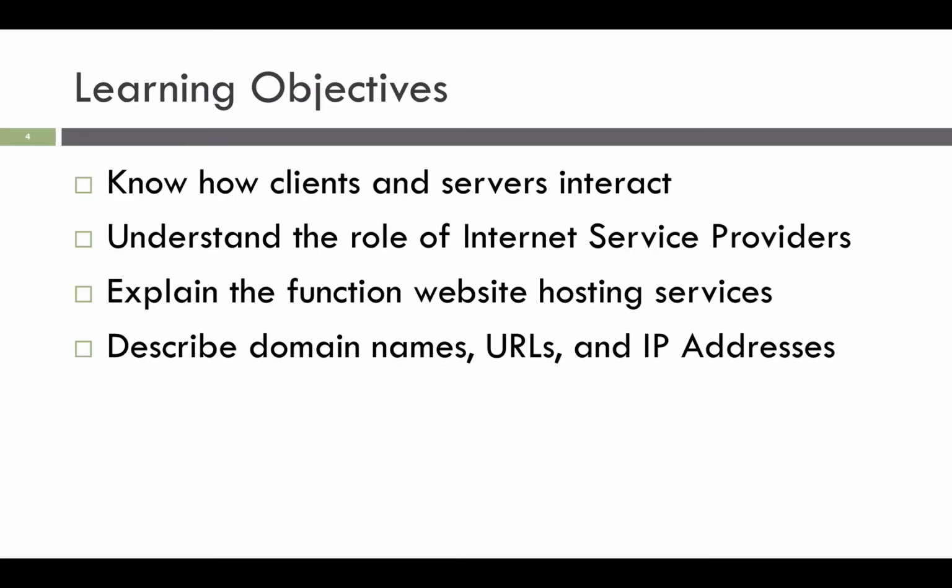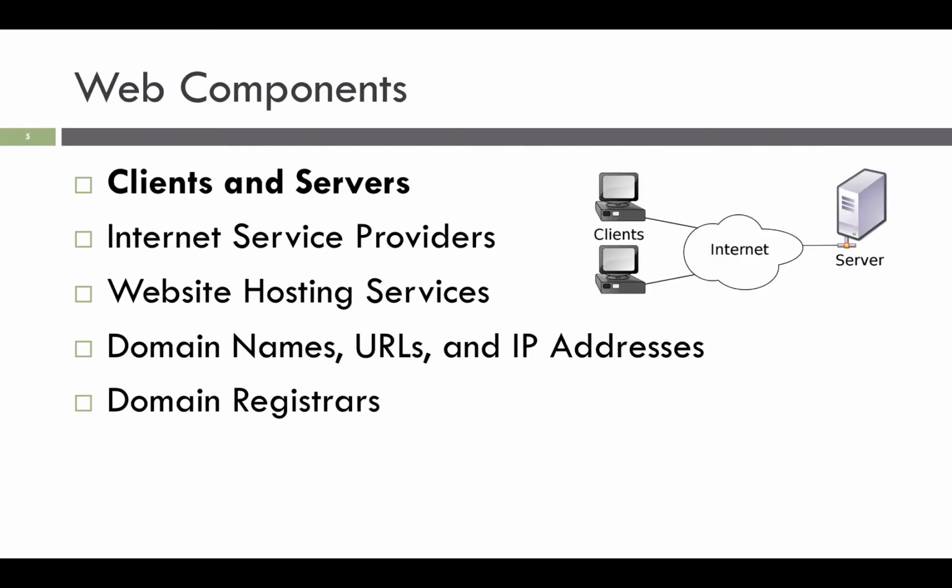Please take a moment to read the learning objectives for this video. The web is a complex system made up of many components. The list of web components also includes elements of the Internet. Since the web is an Internet service, we will include specific Internet components that are important to the web. Additionally, it's not practical to discuss the web without discussing parts of the Internet.